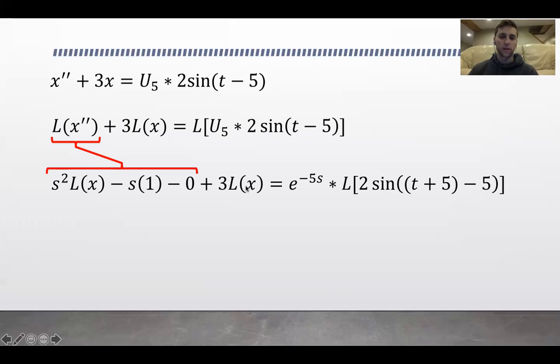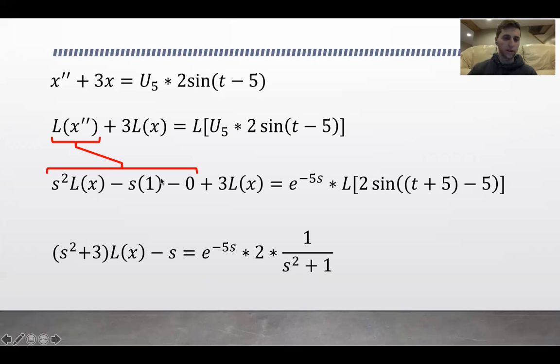And then this 3 L of x comes along, and now for the Laplace transform of a unit step function, the unit step function starts at 5, so this becomes e to the negative 5s, and then we have to multiply by the Laplace transform of whatever function was beside the unit step function, but we have to plug in a t plus 5 into that function. So this becomes e to the negative 5s times Laplace transform of 2 sine of t plus 5 minus 5. And as you can see, this plus 5 and minus 5 will cancel, and this will be just the Laplace transform of 2 sine of t, which is pretty simple.